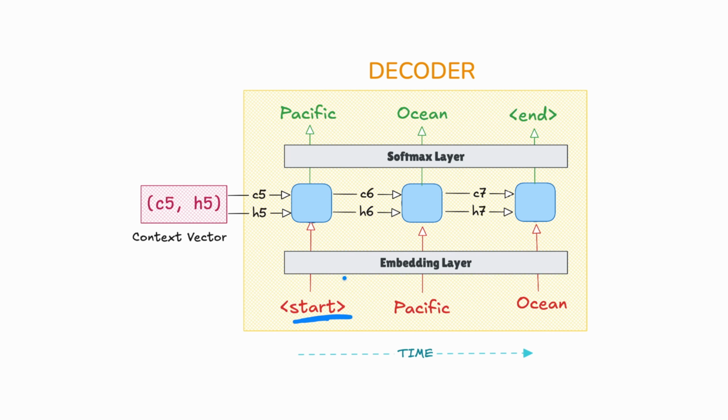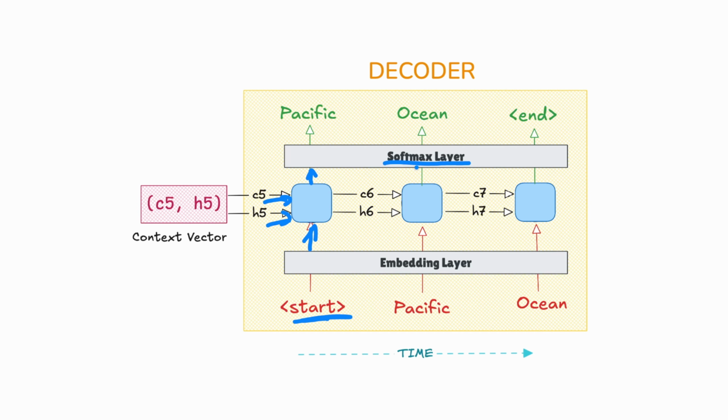Here also we'll have the embedding layer because we need to convert this into some numerical form. So we get the embedding of this start token. Along with that, we provide the context vector in the first time step. And here, what will happen is that we'll have this embedding from the start token, C5 H5 will be provided to this LSTM unit, and this will produce some output. And the output is going to be in numerical form, right?